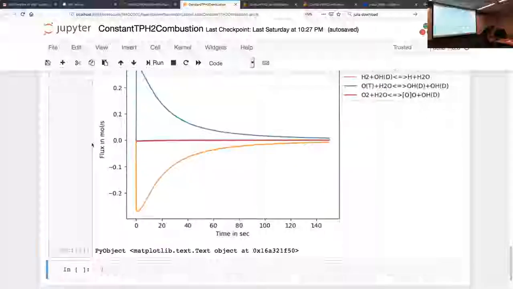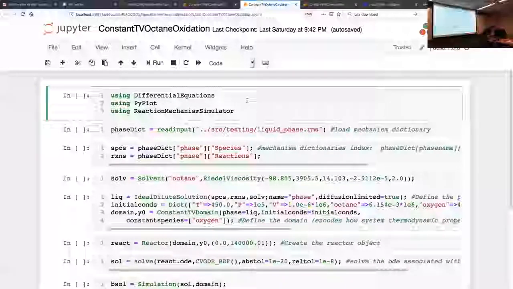So now we'll look at a liquid system here.